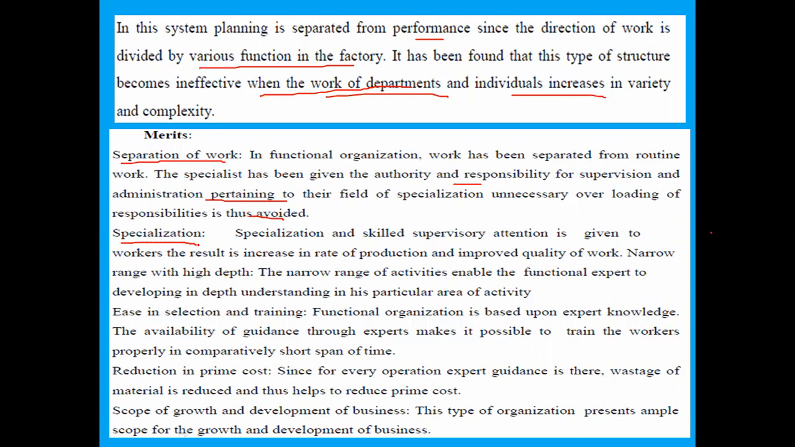Next one is specialization. Specialization and skilled supervisory attention is given to the workers. So in a functional type, information goes from top to bottom and then we can have some parallel information. That's why we have to maintain specialized and skilled people for the work, which results in an increase in the rate of production and improved quality of work. Narrow range with high depth. The narrow range of activities enables the functional expert to develop depth of understanding in this particular area of activity.